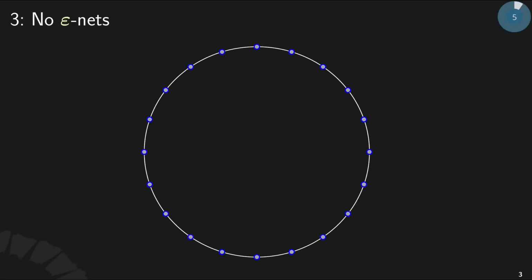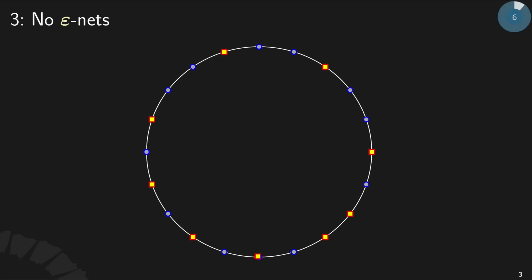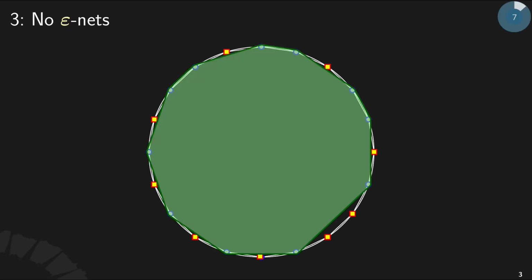Okay, so let's see a natural example where we don't have any epsilon net. Consider the set of ranges to be all convex subsets in the plane, and then we take n points and put them, let's say, on a circle. For every subset that you pick to be your net, the trick is to pick all the complement points and take the convex hull. The convex hull is going to avoid the net, and as such, the net would fail to stab it.